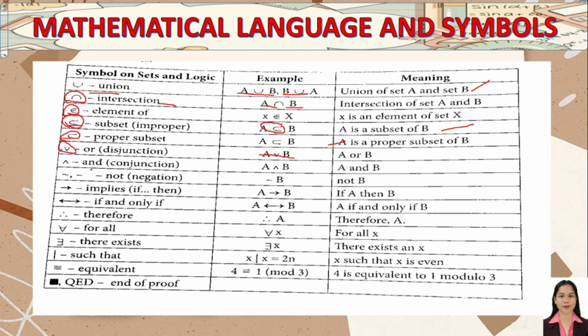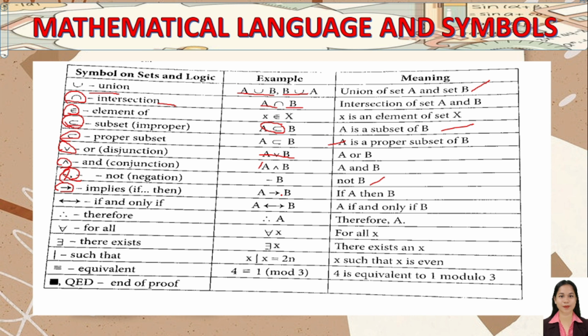Okay. And for and, ito yung symbol na ginagamit sa mathematics. So A and B. So yung not or the negative or negation, we use this one. Then ito, parang negative sign siya. So negative B or not B. Then itong arrow na to, it implies if then. So if A, then B.